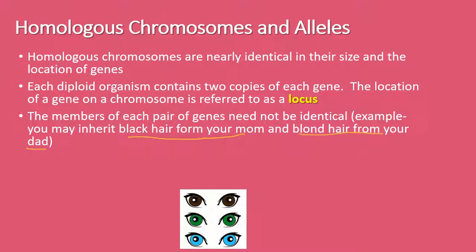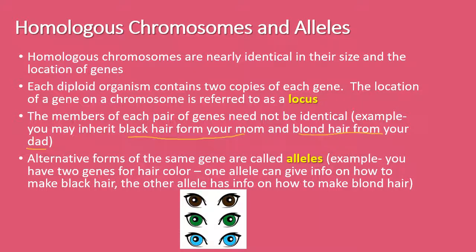Down here I've got a picture of eye color, that's another example. So the alternative forms are called alleles, and for every trait you have 2 alleles for that trait or for that gene, and how they interact with one another will determine what that trait ends up looking like, which we'll talk a lot about in the next chapter, in Chapter 3.